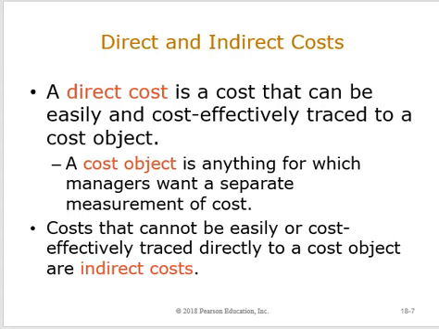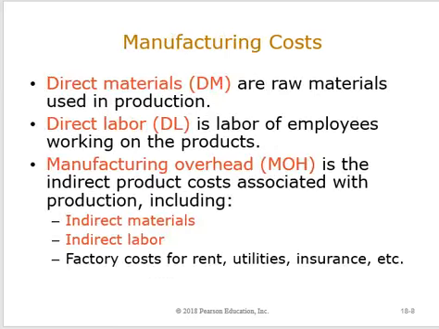Direct cost. A direct cost is a cost that can be easily and cost effectively traced to a cost object. A cost object is anything for which managers want a separate measurement of costs. So your direct costs will mostly be direct labor and direct materials. If it's not a direct material and a direct labor, you will learn the category that it will go into is indirect costs. So let me go on to the next slide to break down.